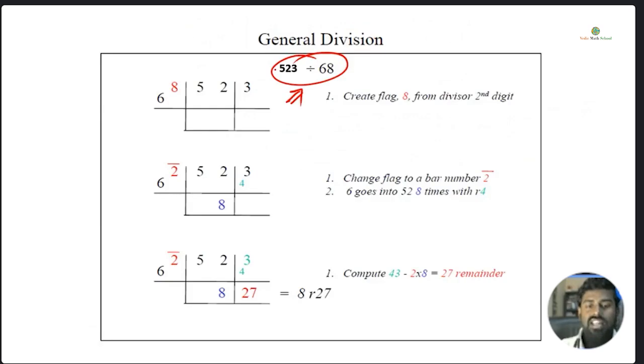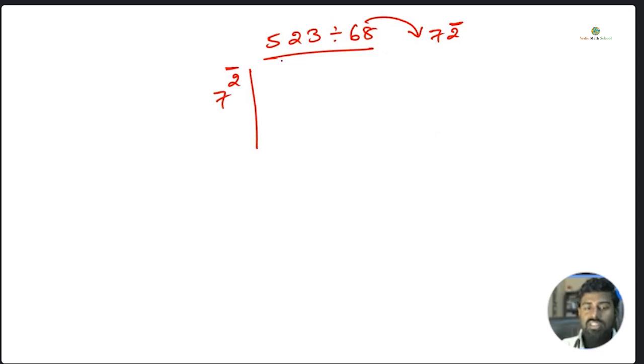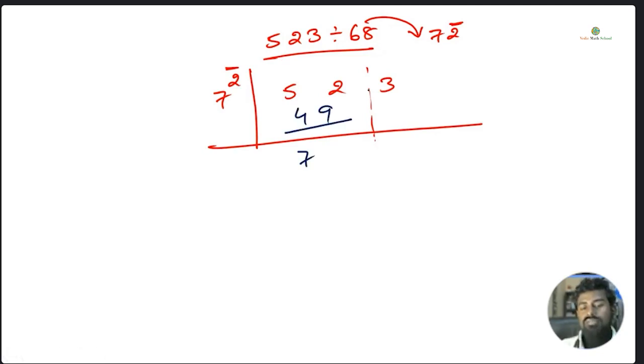So look at this. What we are going to do here: 523 divided by 68. Can you see that? As I told you, you can convert this number into bar numbers, right? So what is the bar number of 68? 72 bar. Yes. Why are we converting it? Because this will look easier compared to 68. So I'm writing 7 and 2 bar on the top. Now the next number is 5, 2, 3. This is the value for the remainder. Now what are you going to do? 7 7s are 49. What is the remainder from here?